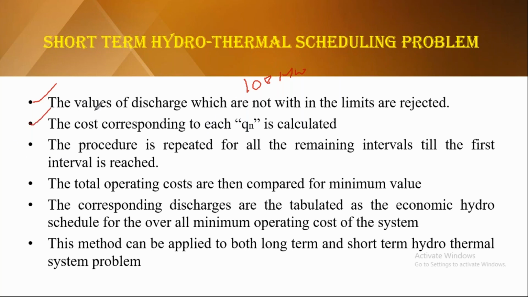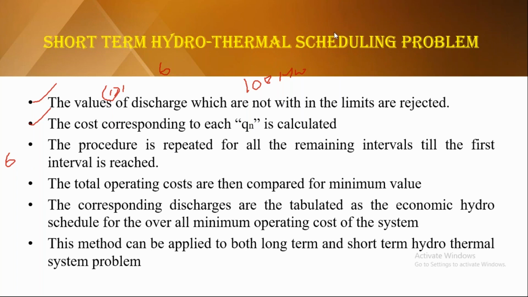Next, the second one is that the cost corresponding to each Qn is calculated. For our scheduling of 6 months, we have to calculate for every month, and also check for the first day what is the cost for generating a particular power, and for the second day. When we compare both corresponding days, we can see how much cost is wasted and how much cost can be saved. The same procedure is repeated for all the remaining intervals until the final interval is reached. So we have to check for six intervals to reach the final interval.